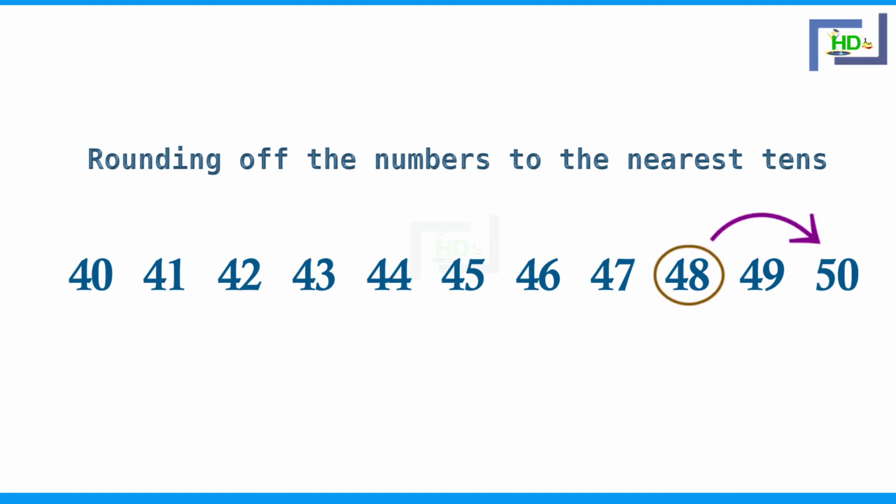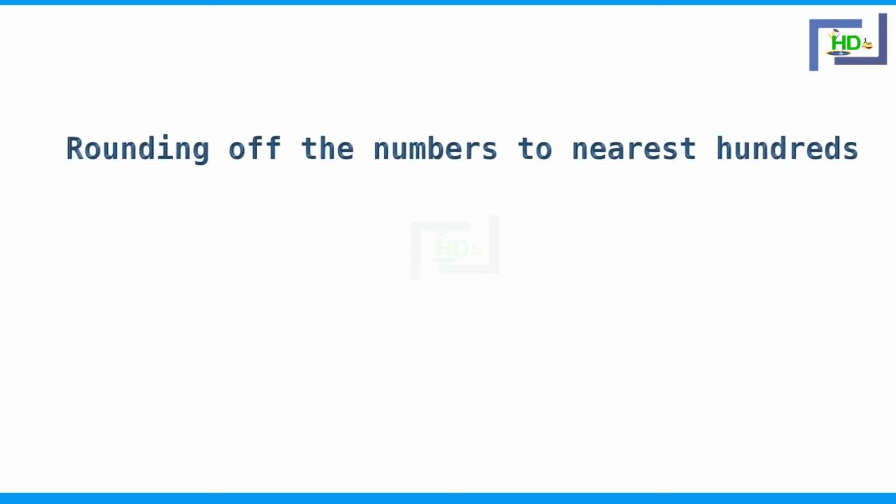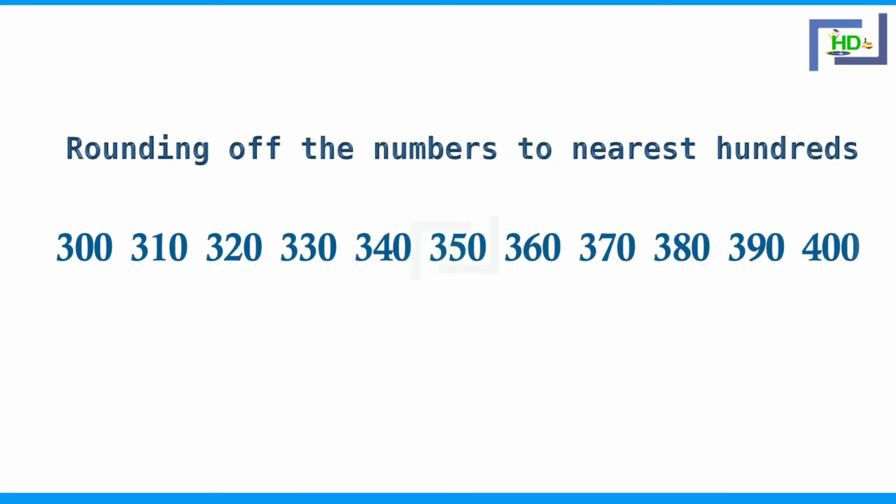Now suppose if we consider 45. Now your 45 is at equal distance from 40 and 50. But by convention it is rounded off to 50. Now rounding off the numbers to nearest hundreds. Now consider these numbers. Suppose if we want to round off the number 330 and also 360 to its nearest hundreds, then what will you do?